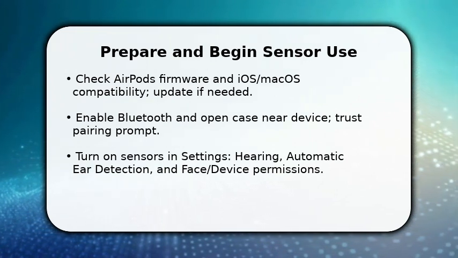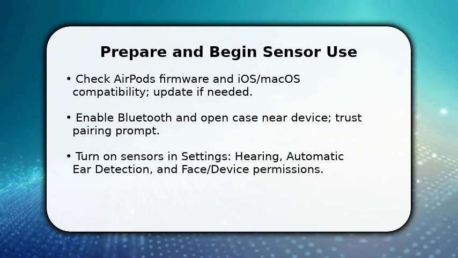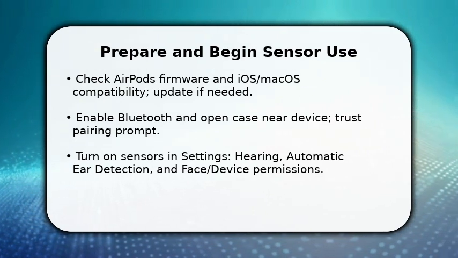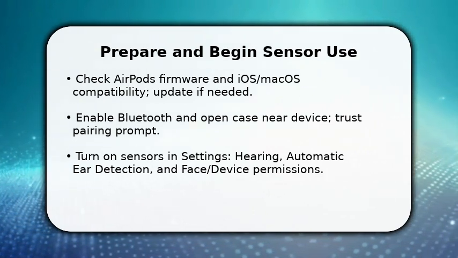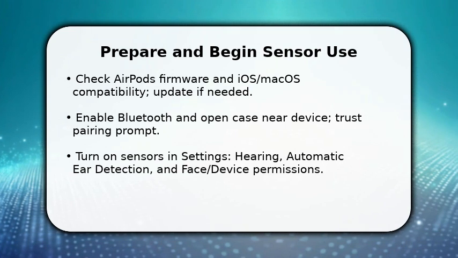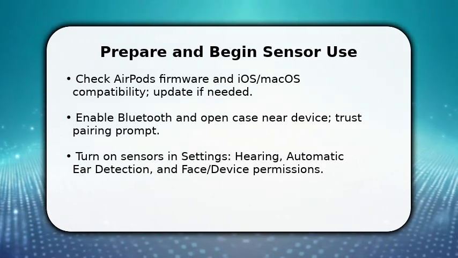Once paired, go into Settings and enable automatic ear detection and hearing or motion permissions so sensors can read proximity and in-ear status. Make sure Bluetooth stays on while you configure other options. Without an active connection, the sensors cannot report data or trigger audio routing and gestures.